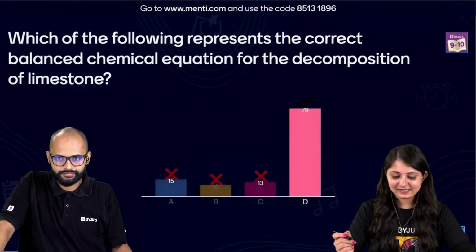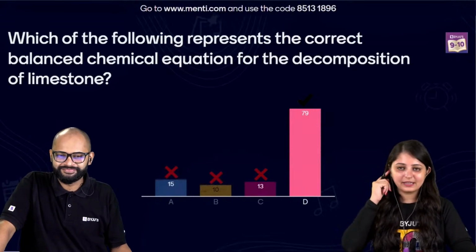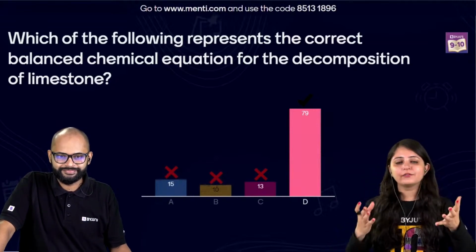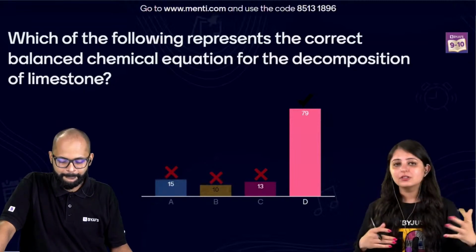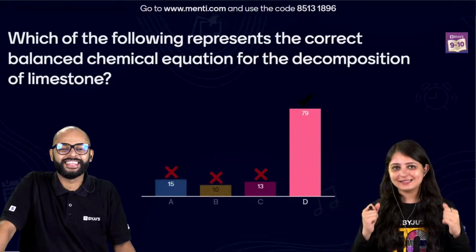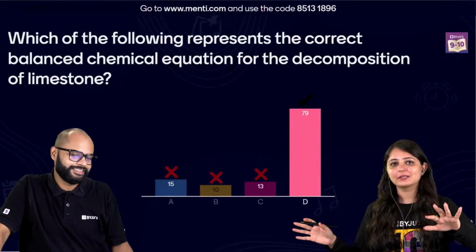And let's see, 79 of you have marked option D. Yes, that was the correct answer. So, if you've actually counted the number of atoms of calcium, carbon and oxygen on the reactant and the product side, they were the same in the last equation. And actually, no balancing was required for this one.